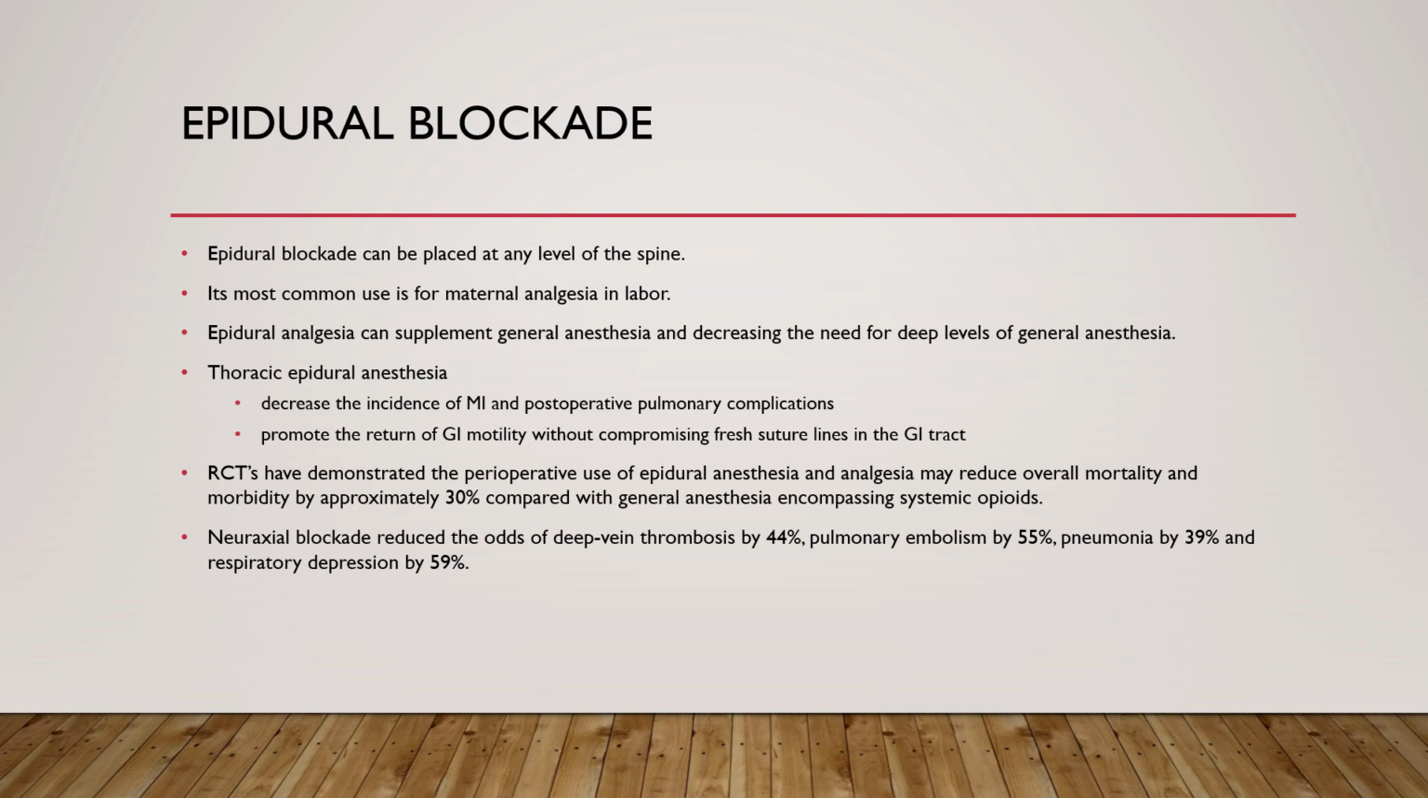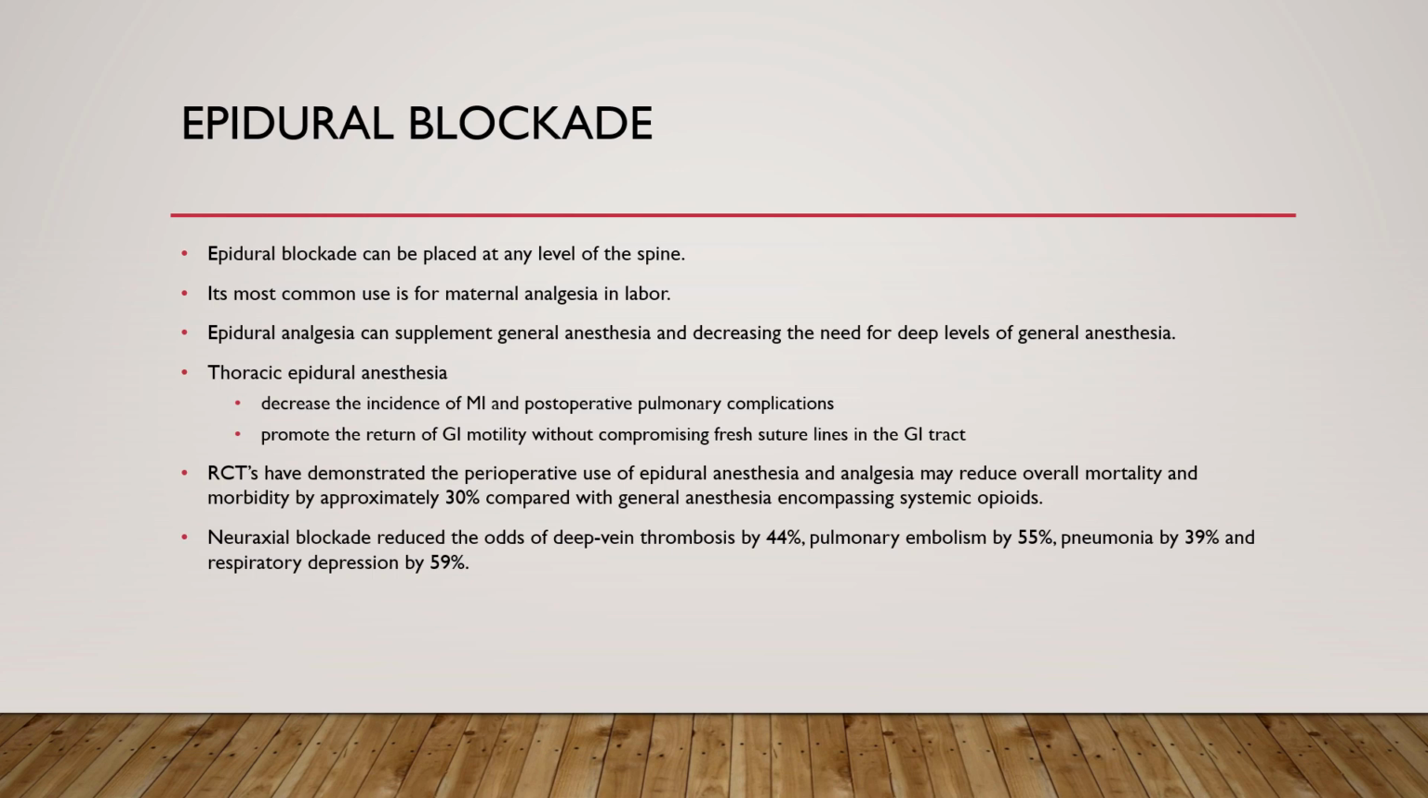Epidural analgesia or anesthesia also reduces the adverse physiologic response to surgery, like autonomic hyperactivity, cardiovascular stress, increased metabolic rate, pulmonary dysfunction, and immune system dysfunction, and is especially useful in patients with severe pulmonary disease. Thoracic epidural anesthesia has been shown to decrease the incidence of MI and post-op pulmonary complications and to promote the return of gastrointestinal motility.